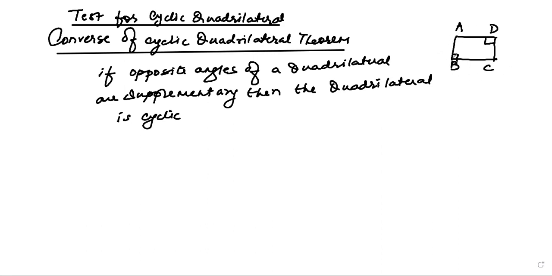Are you getting me? In a similar way, every square is a cyclic quadrilateral, because even in squares, when you add the opposite angles, you are going to get 180. Got it? So remember, children, if opposite angles of a quadrilateral are supplementary, the quadrilateral is called a cyclic quadrilateral.